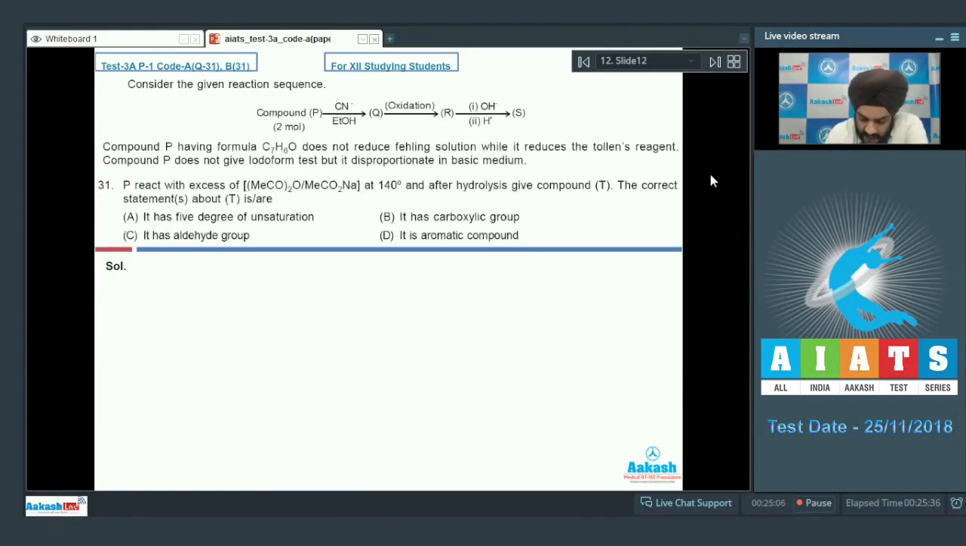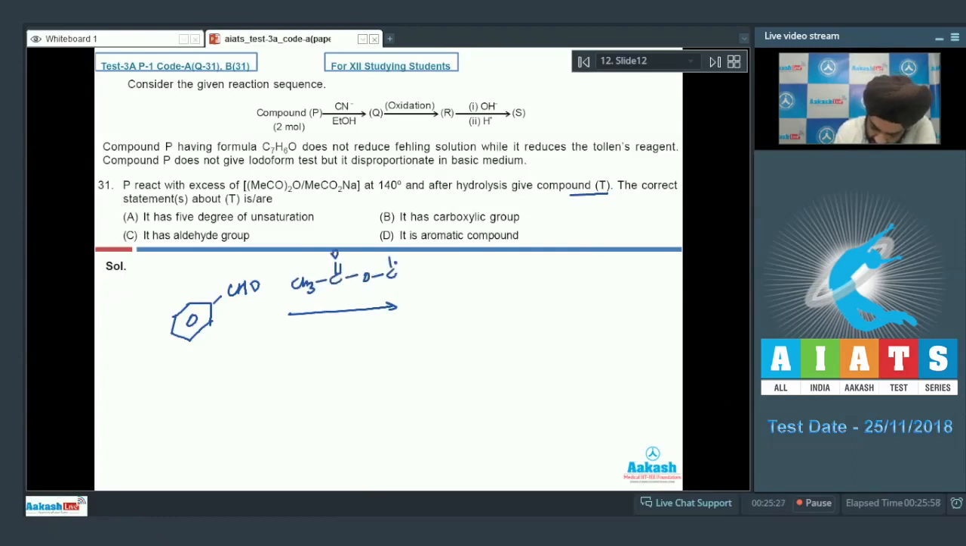If P reacts with excess of acetic anhydride in presence of sodium acetate at 140 degrees C and after hydrolysis gives compound T, the correct statement about T is asked. So let's try and figure out what the product T is. So we have benzaldehyde, which is allowed to undergo Perkin condensation with acetic anhydride in presence of sodium acetate. So it will lead to the formation of cinnamic acid, which is the compound T.